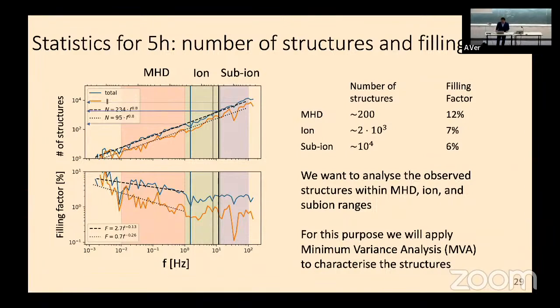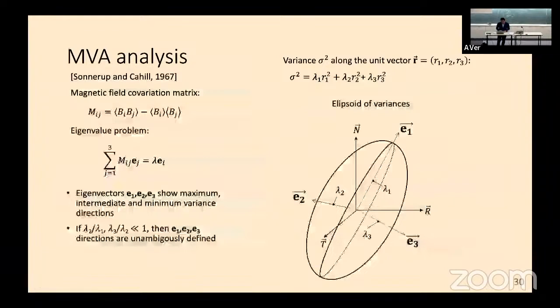In order to do this, we apply minimum variance analysis to characterize automatically these structures because they are large enough. So, what is minimum variance analysis? Minimum variance analysis is based on the properties of the magnetic field variation matrix, which is defined here. If we solve the eigenvalue problem for this matrix, we obtain three eigenvalues and three corresponding eigenvectors. These eigenvectors are showing the direction of the maximum, intermediate, and the minimum variance directions. The eigenvalues show us the variance along these principal directions.